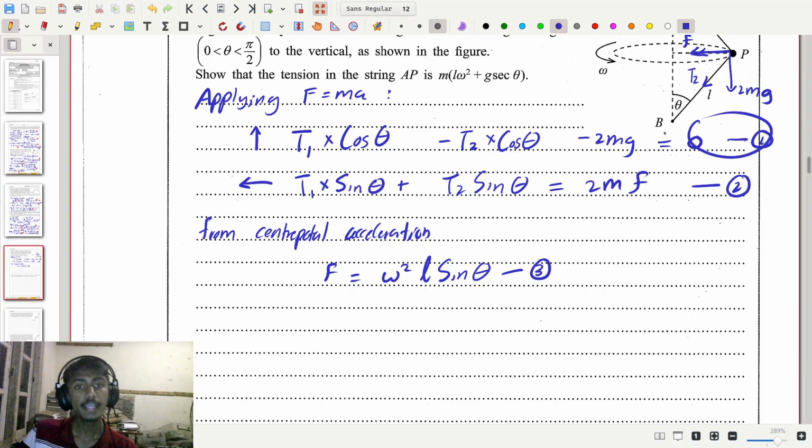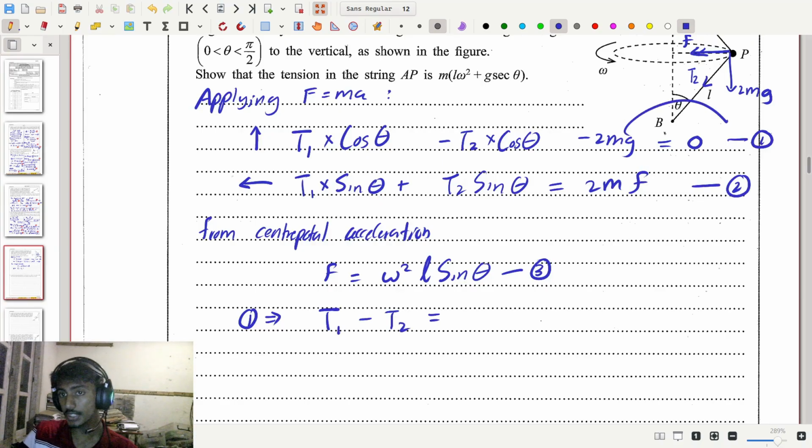And we can also see if we divide both sides by cosine theta, we get from equation number 1 T1 minus T2 equals, on the other side, 2mg divided by cosine of theta. In the question, in our final answer we have secant of theta, and 1 divided by cosine of theta is in fact secant of theta. So instead of writing this as 2mg divided by cosine theta, I'll write it as 2mg times secant of theta.